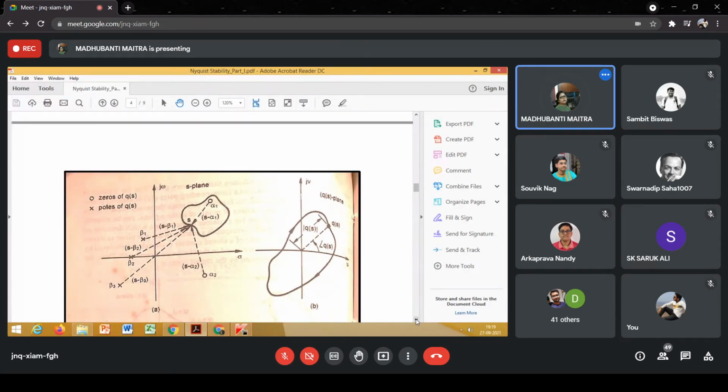Clear? Yes, ma'am. Now what will happen to the QS plane contour, the corresponding QS plane contour? On the QS plane, you see this is my QS vector, or this is one QS vector. Yes or no?